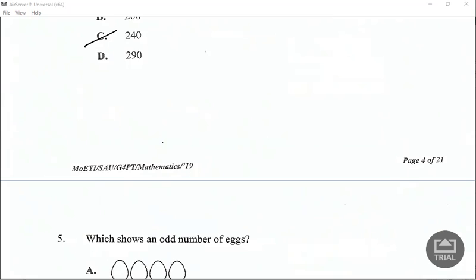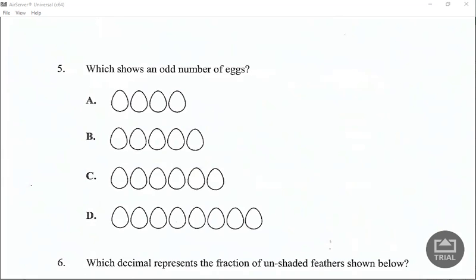Alright, number 5, which shows an odd number of x? So let's count them. We have 1, 2, 3, 4. 4 is an even number. 1, 2, 3, 4, 5. Now 5 is an odd number, so we don't have to go any further, which is B.